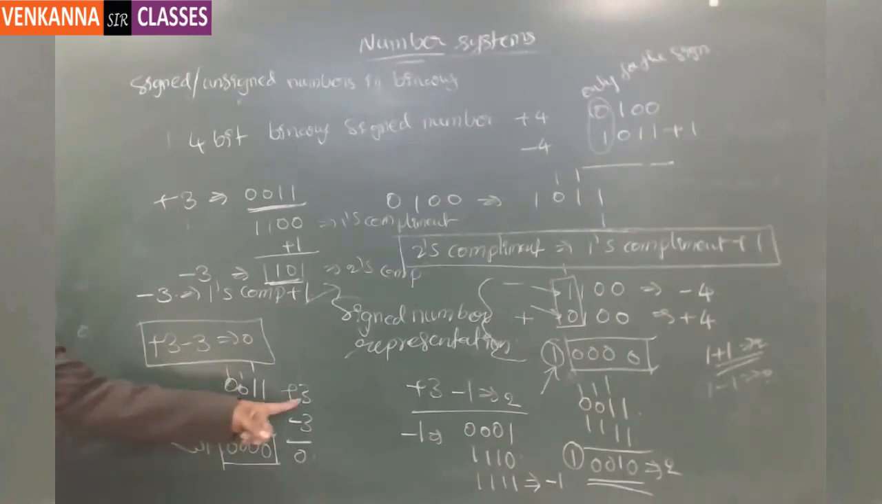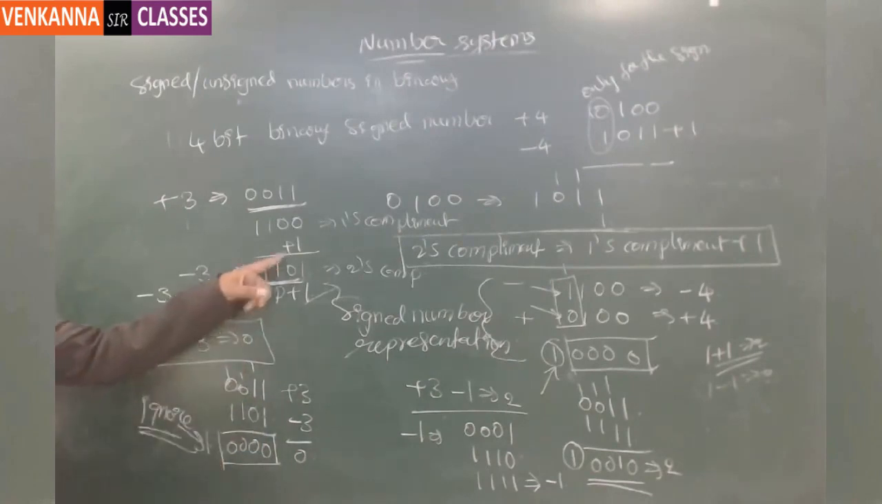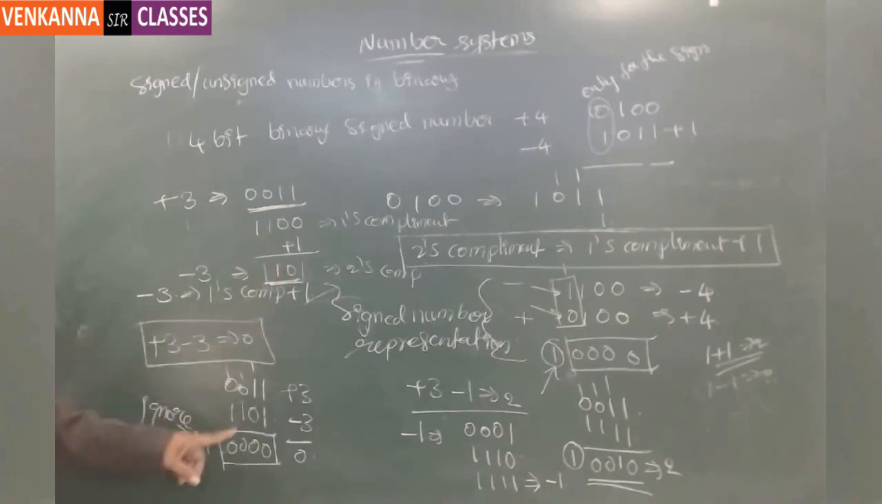0011 is nothing but plus 3 and 1101 is the negative value represented in the form of the 2's complement, which I have added here. These two additions result in 0, as satisfied by the decimal number system. Even in the binary number system, this representation of 2's complement for signed digits is valid, proving that plus 3 and minus 3 is equal to 0. Understood, Sanjay?